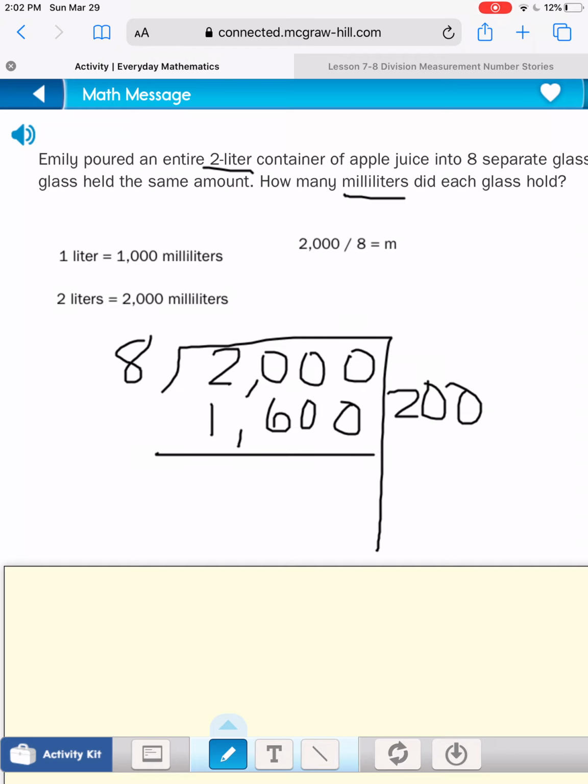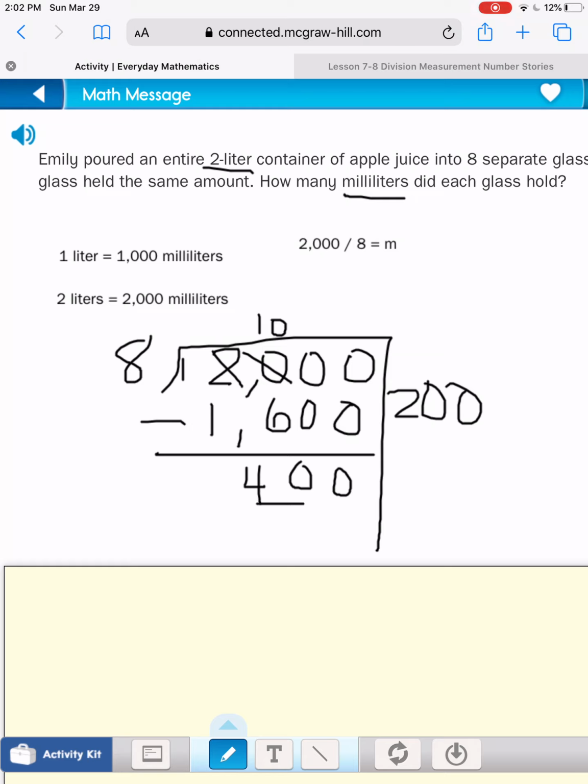So I'm going to subtract to see how much I have left. 0 minus 0 is 0. In the tens, 0 minus 0 is 0. In the hundreds, I can't take 6 from 0, so I'm going to regroup. The 2 in the thousands place is going to become a 1, and the 0 in the hundreds place is going to become a 10. 10 minus 6 is 4, so I am left with 400.